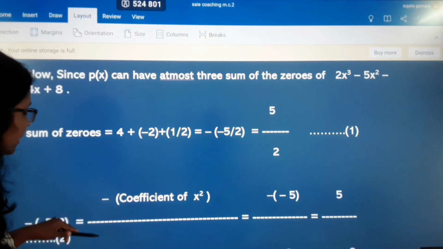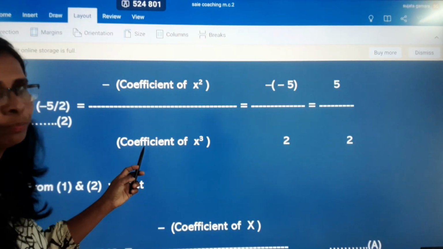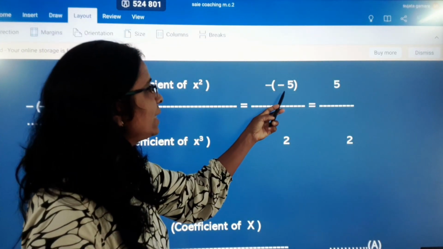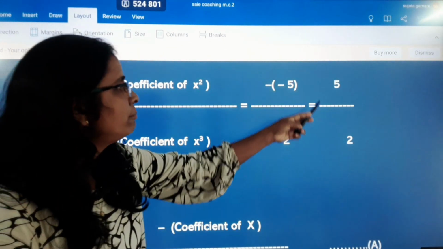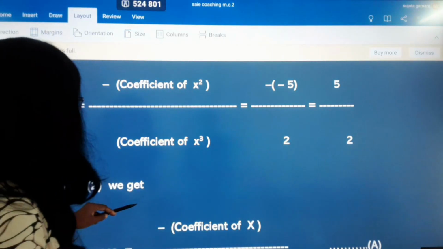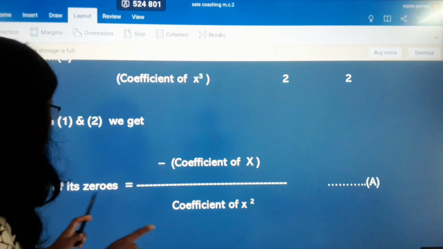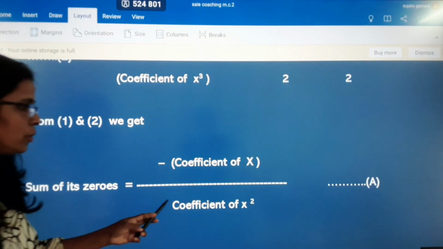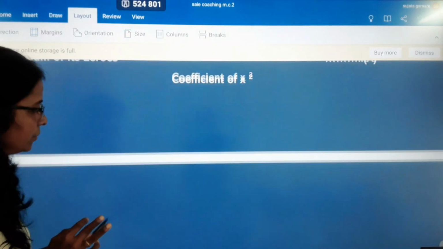And then also we can say coefficient of x square upon coefficient of x cube. The coefficient of x square is minus 5, so minus of minus 5 means 5, and the coefficient of x cube is 2. So 5 upon 2, we get the value 5 upon 2. Call it the second equation. So from the first and second equation, we can say that the sum of its zeros is equal to minus coefficient of x square upon coefficient of x cube. Call it A.